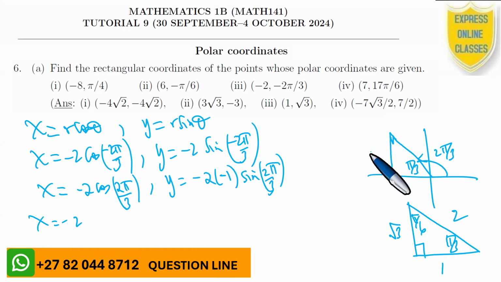Pi over 3 here is going to be pi over 3. Obviously, the square root of 3 here, pi over 6, 90.